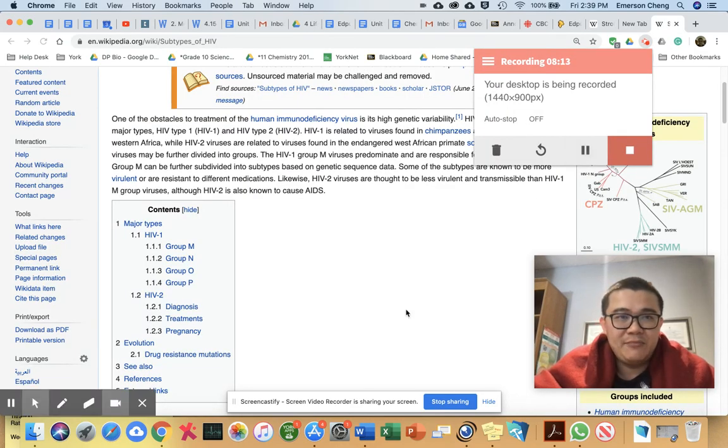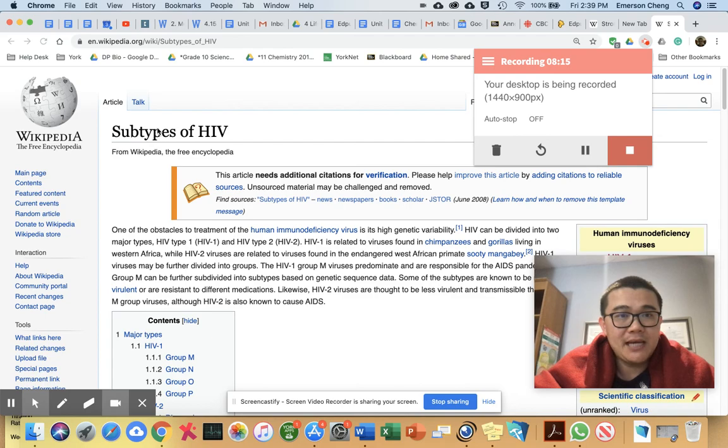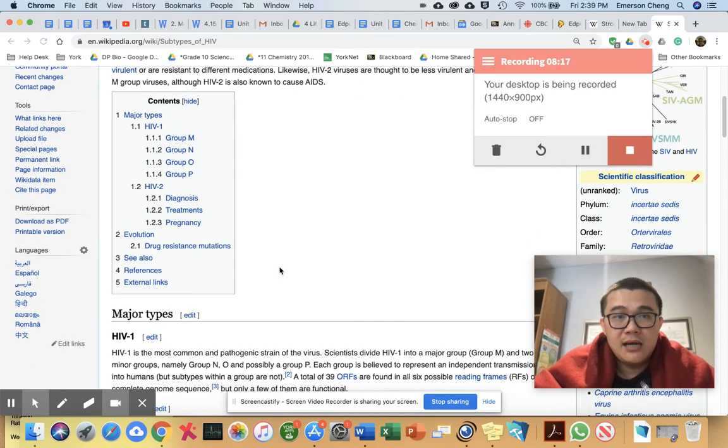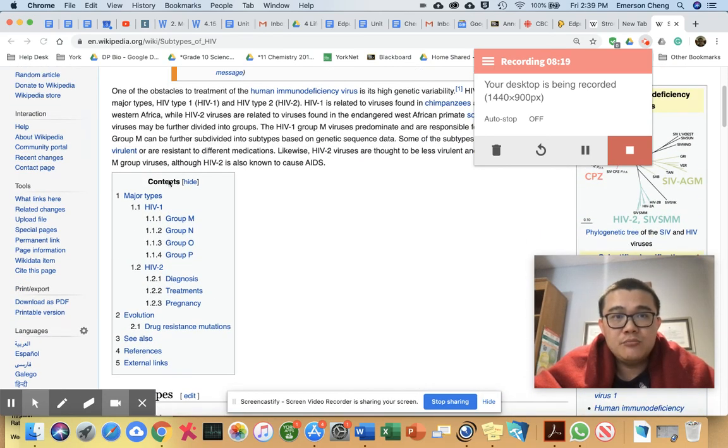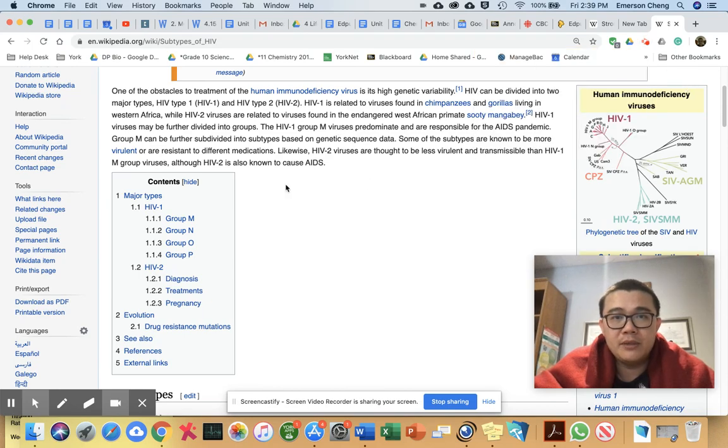Now, as you can see, I'm just looking at Wikipedia, the subtypes of HIV. As you can see, there are two main types of HIV: HIV 1 and HIV 2. HIV 1 is the one that is predominantly responsible for the current AIDS epidemic, not epidemic, pandemic. So we are actually in a different pandemic too. Okay, we had the AIDS pandemic for a very long time now.